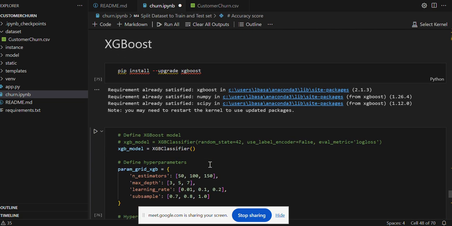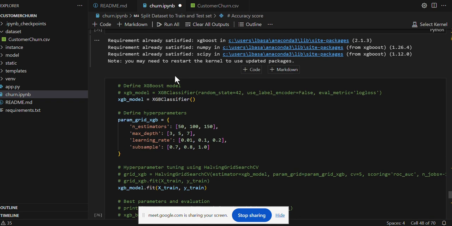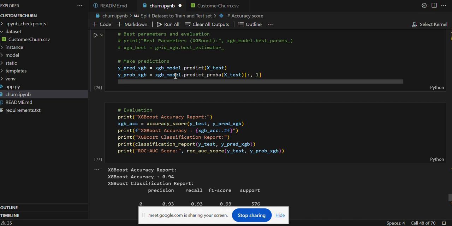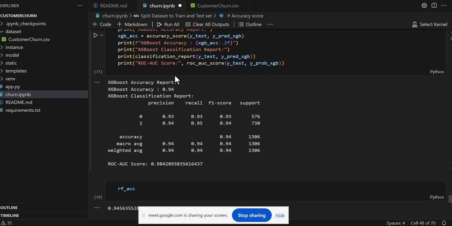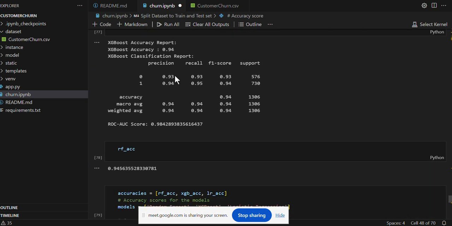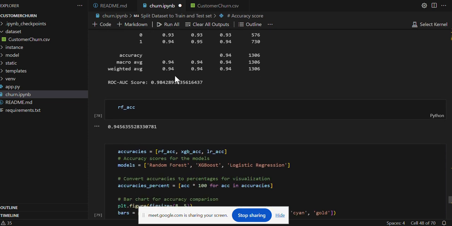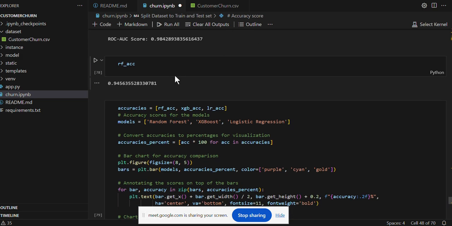XGBoost also, in case you don't have it, you run that line to install it or upgrade it, because me, I was having it, I had to upgrade it. So same thing with XGBoost. Go down, you do the same thing, you apply those parameters to it and you tune it. The XGBoost has 94% like that. Next we compare it.